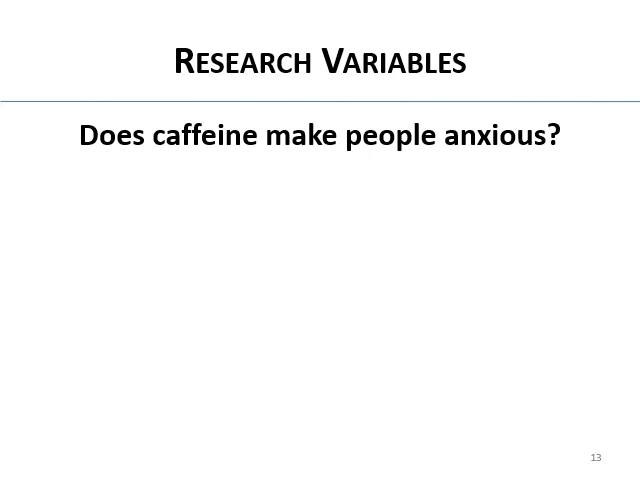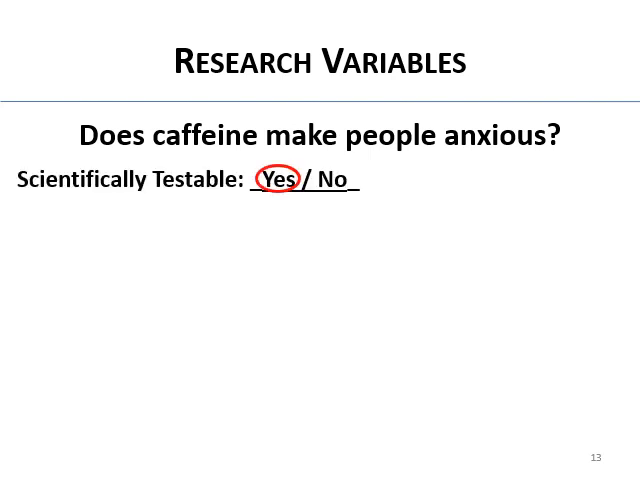Does caffeine make people anxious? Is that subject to the scientific method? You bet. Sure is. So our independent variable in this study is caffeine level. So we think that caffeine level has an effect on anxiety. So what is our DV? Anxiety. That's what we're measuring to see if caffeine had an effect.